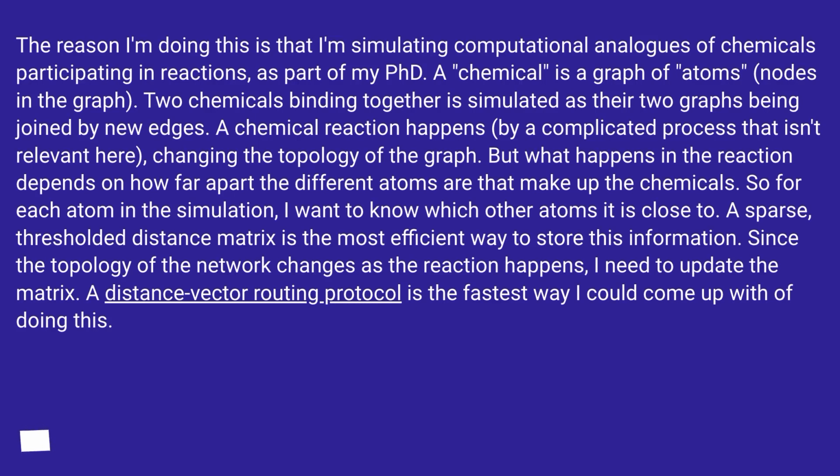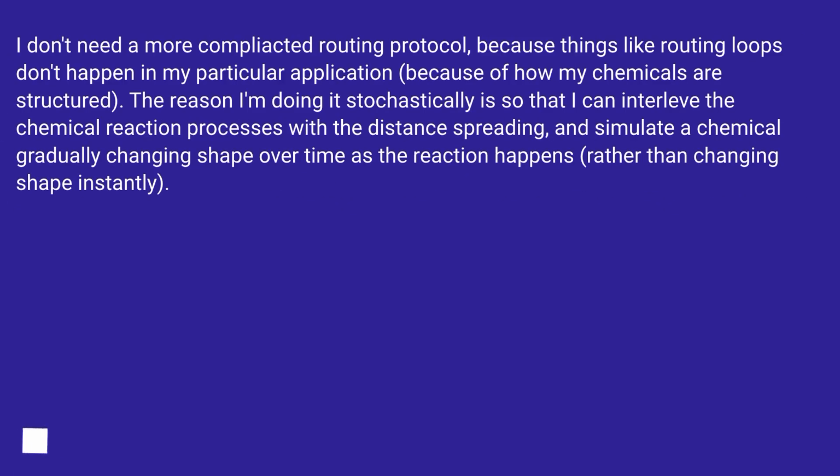A sparse, thresholded distance matrix is the most efficient way to store this information. Since the topology of the network changes as the reaction happens, I need to update the matrix. A distance vector routing protocol is the fastest way I could come up with of doing this. I don't need a more complicated routing protocol, because things like routing loops don't happen in my particular application, because of how my chemicals are structured.